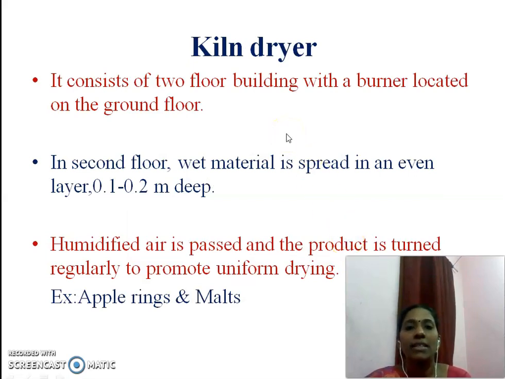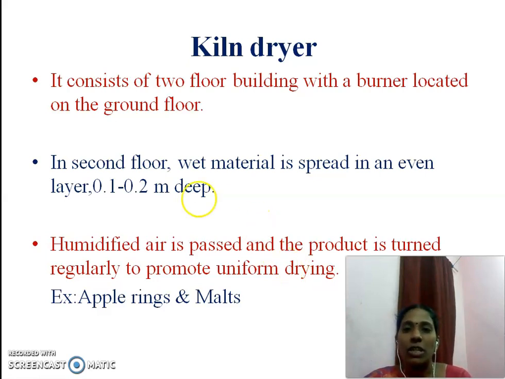Next one is the kiln dryer. The kiln dryer consists of a two-floor building with a burner located on the ground floor. On the second floor, the wet material is spread in an even layer that is 0.1 to 0.2 meter deep. The humidified air is passed and the product is turned regularly to promote uniform drying. The product should be turned then and there, only then can we get uniform drying throughout the product.